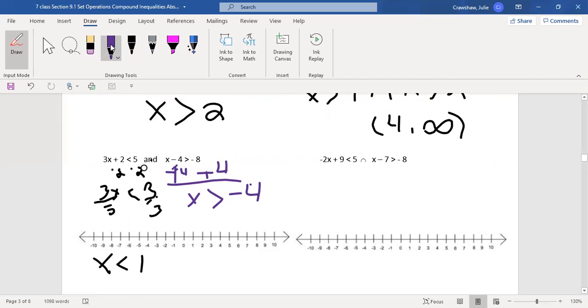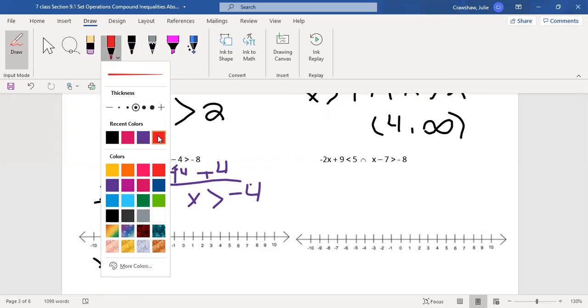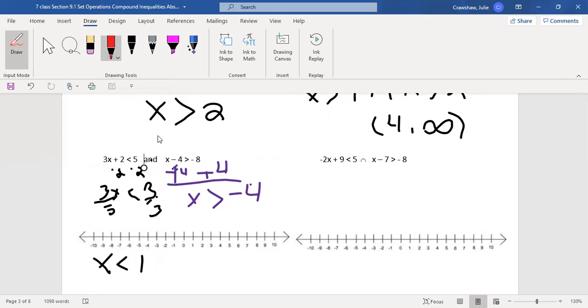Okay, so now I'm going to try to determine where these two things overlap. So let's see, x is less than 1, and it's a parenthesis because there's no line, and x is greater than negative 4, so they're going towards each other. So the only place that they're going to overlap is the area in between.